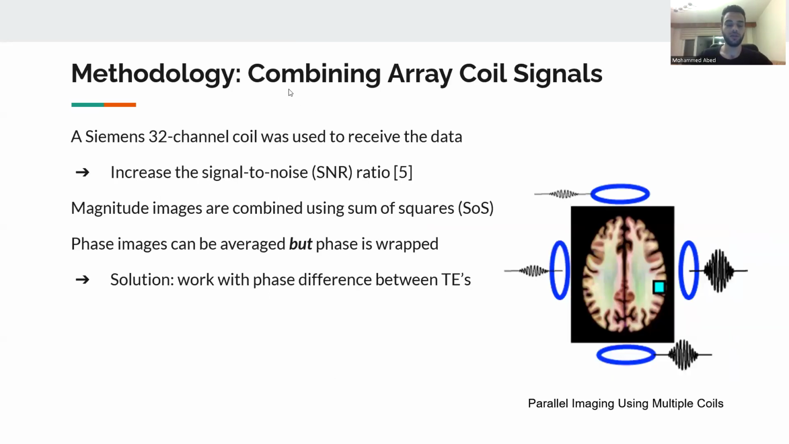After doing the scans, I acquired the data using a 3T 32 channel coil in order to increase the signal-to-noise ratio. The magnitude images were constructed using a sum of squares method, and the phase images were averaged, but the phase was wrapped between minus pi and pi. The solution to that was to work with the phase difference between the echo times, but this solution did not eliminate the problem entirely.